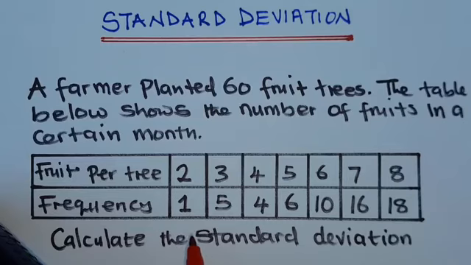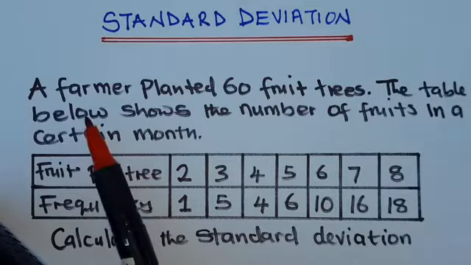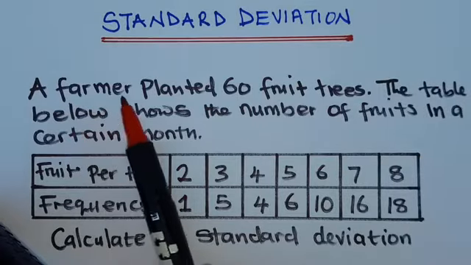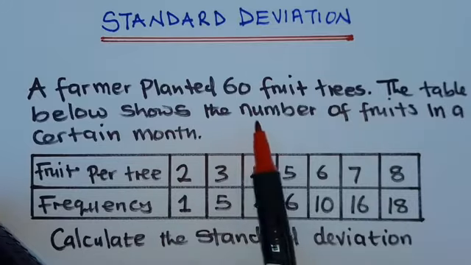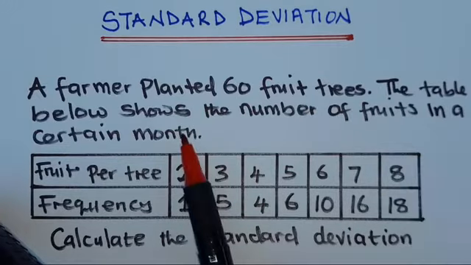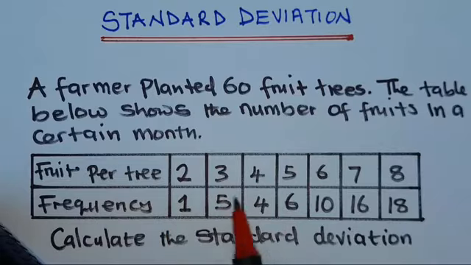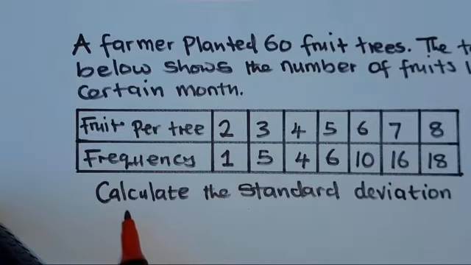In this video, we are going to look at how to calculate the standard deviation of the ungrouped data using the question that came in 2018 GCE Maths Paper 2. Alright, so the question reads, a farmer planted 60 fruit trees. The table below shows the number of fruits in a certain month. So this is the table showing the number of fruits in a certain month. Alright, so the question reads, calculate the standard deviation.